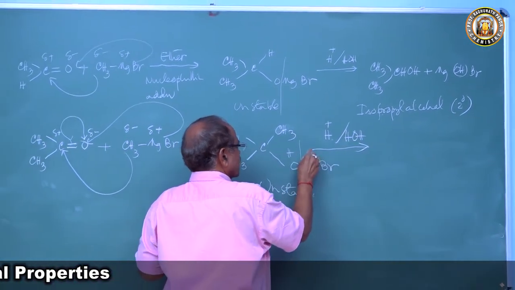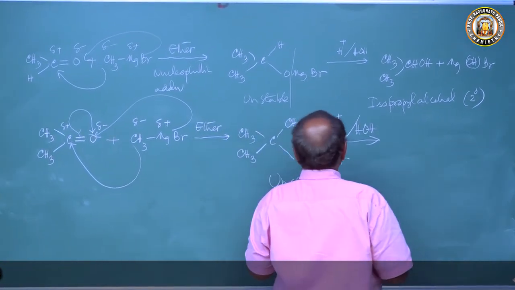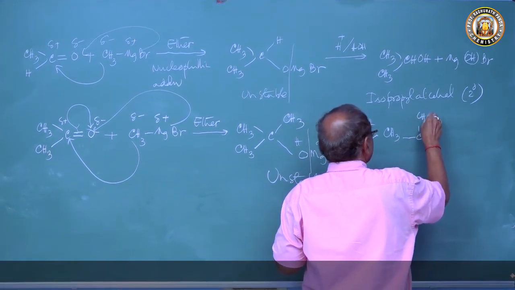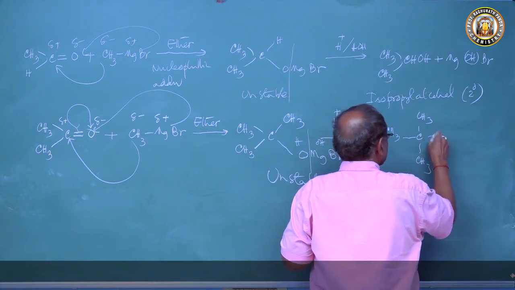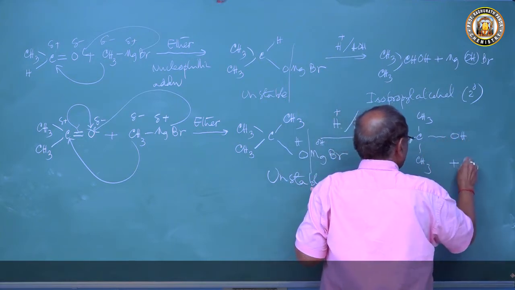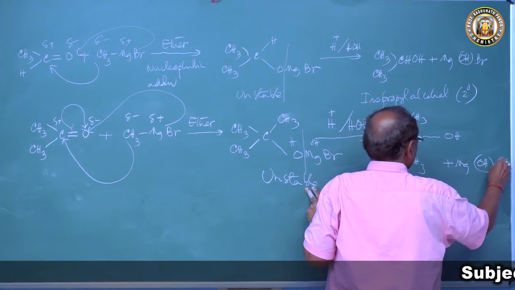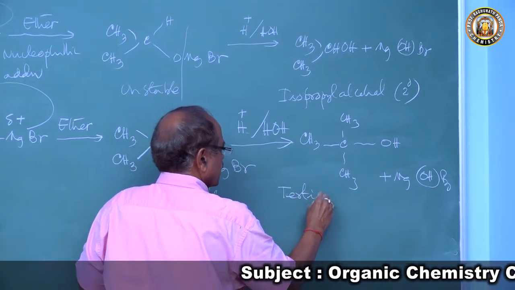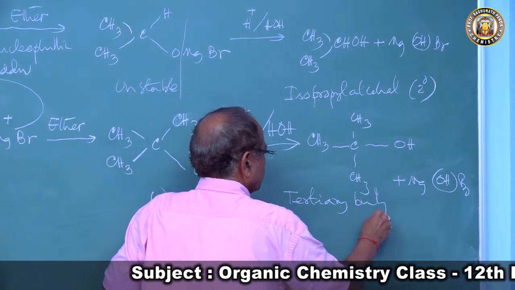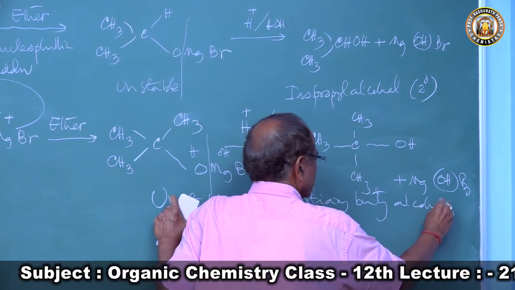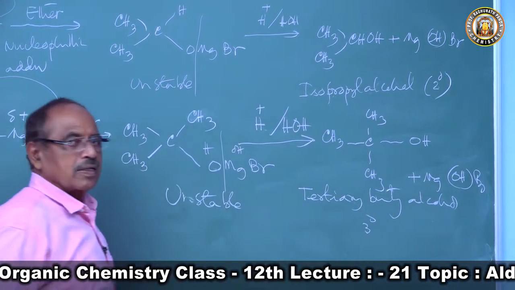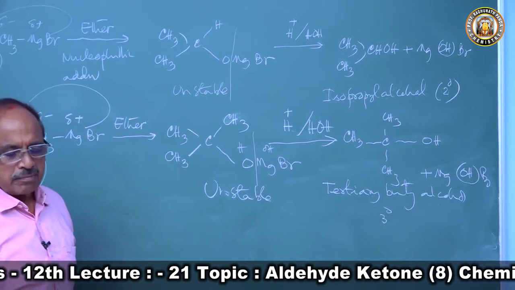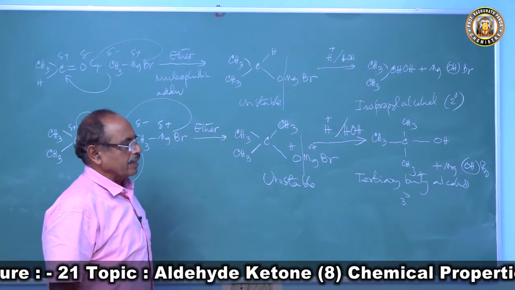it produces H and OH. So we get the product (CH3)3COH, tertiary butyl alcohol, plus Mg(OH)Br. This is a tertiary alcohol, a 3 degree alcohol. This is a method of preparation of alcohols. This we have done in the alcohol chapter, where we took how alcohols can be prepared.